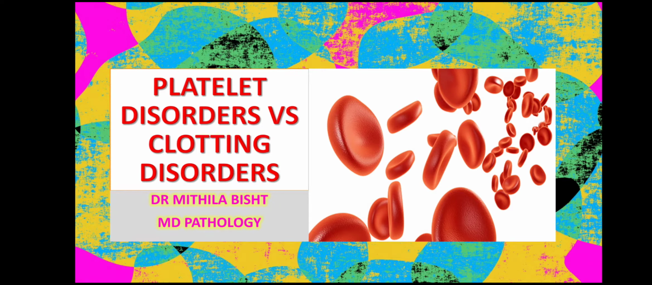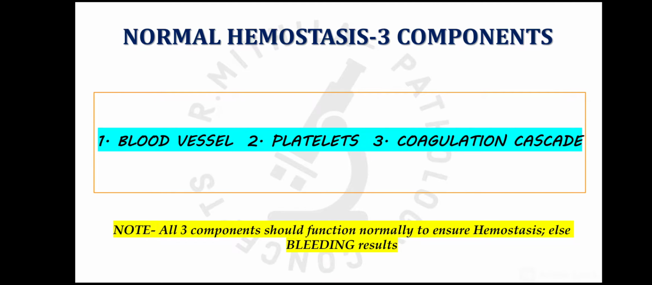Hello to all. So in continuation with the topic hemostasis, in this lecture I want to take the platelet disorders versus clotting disorders, or the difference between the disorders of primary hemostasis and the disorders of secondary hemostasis. So they differ on clinical grounds as well as on the basis of the investigation that we carry out in these disorders. So normal hemostasis, we know it has three components.